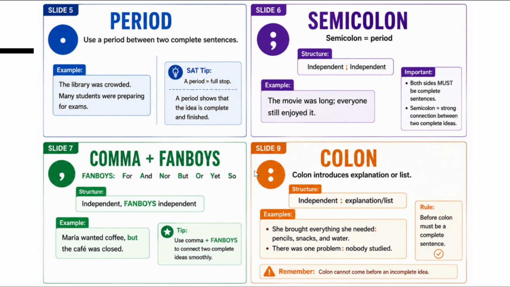Colon. A colon introduces explanation, detail, or a list. Structure: independent clause, colon, explanation or a list. Example: She brought everything she needed: pencils, snacks, and water. Before the colon, we have a complete sentence. She brought everything she needed.